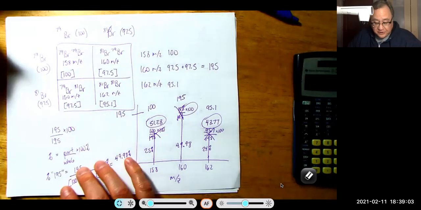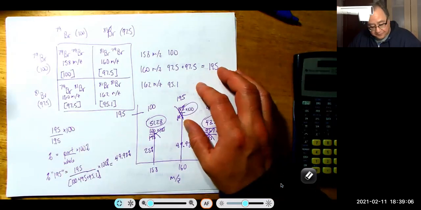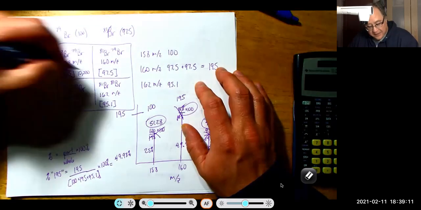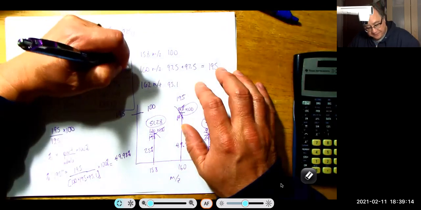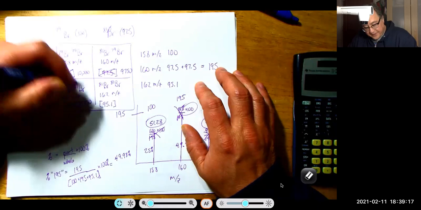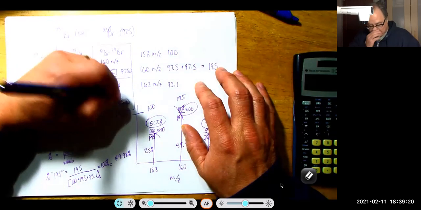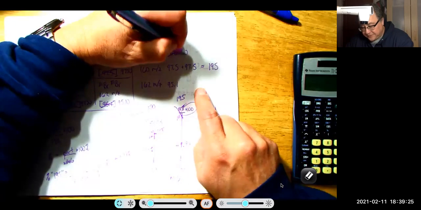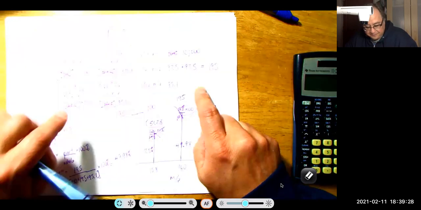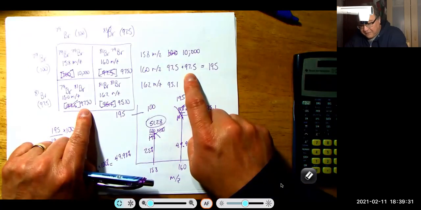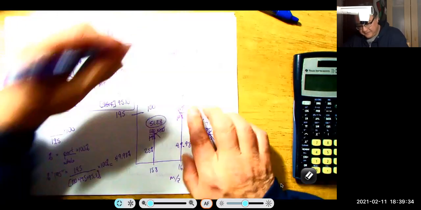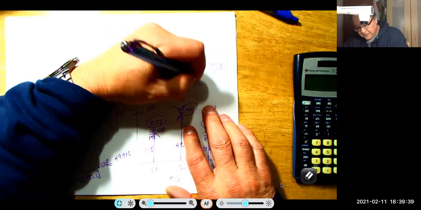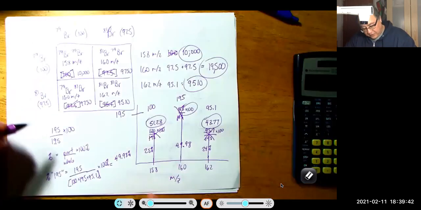Now you could also do this without dividing by 100. In which case here you wouldn't have 100, you'd have 10,000. And here you'd have 9,750, 9,750, and 9,510. So over here, instead of having 100, you'd have 10,000. And instead of having 97.5 plus 97.5, you'd have 19,500. And here you'd have 9,510.